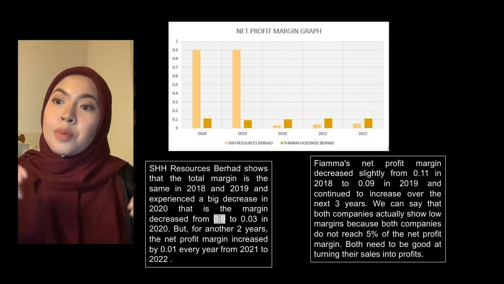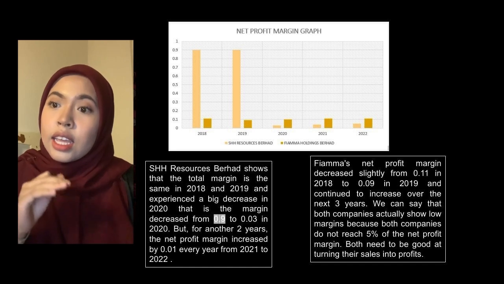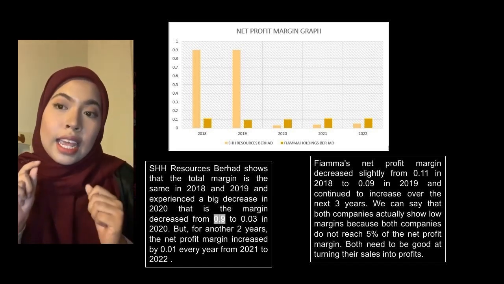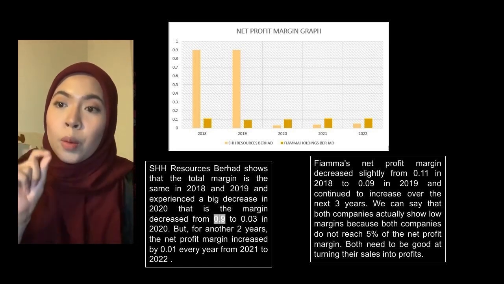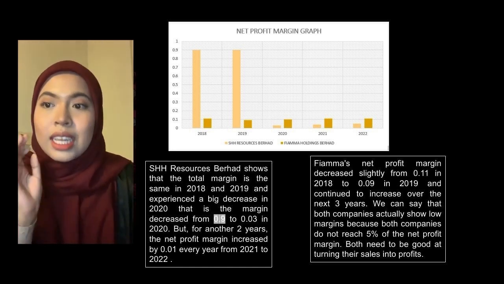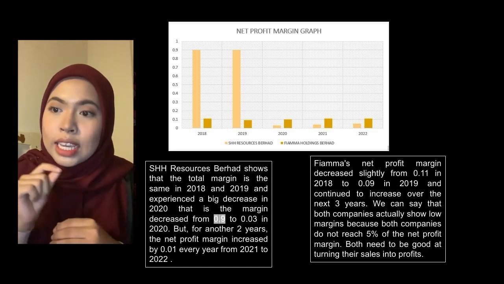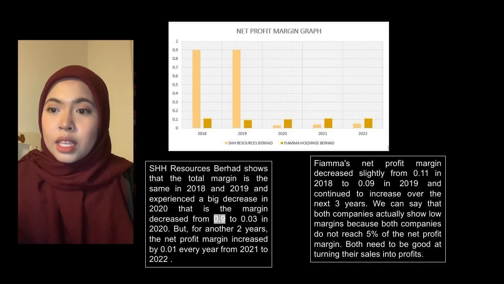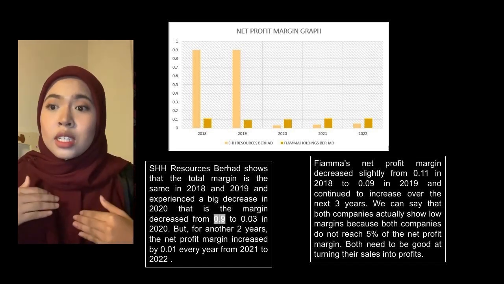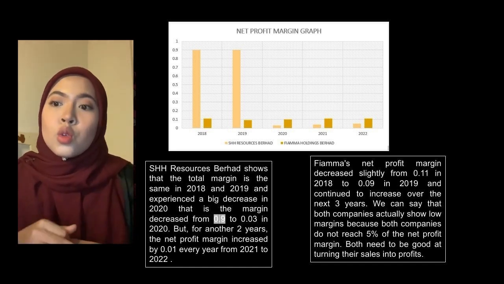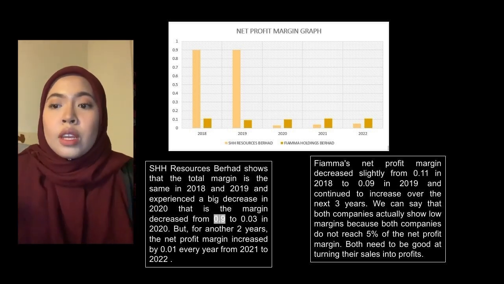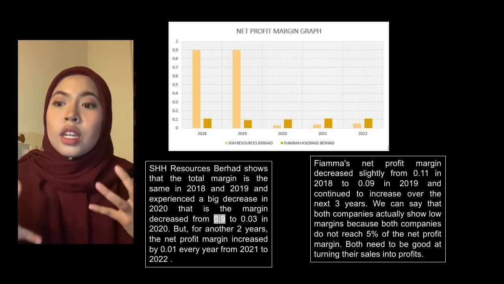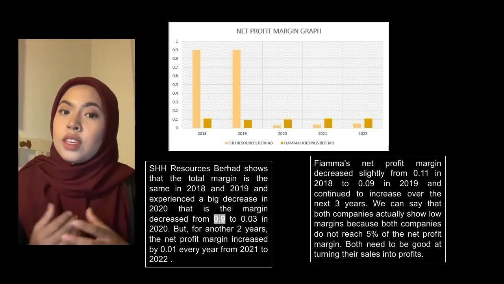Fiamma's net profit margin decreased slightly from 0.11 in 2018 to 0.09 in 2019 and continued to increase over the next 3 years. We can say that both companies actually show low margin because both companies do not reach 5% of the net profit margin. Both need to be good at turning their sales into profits.